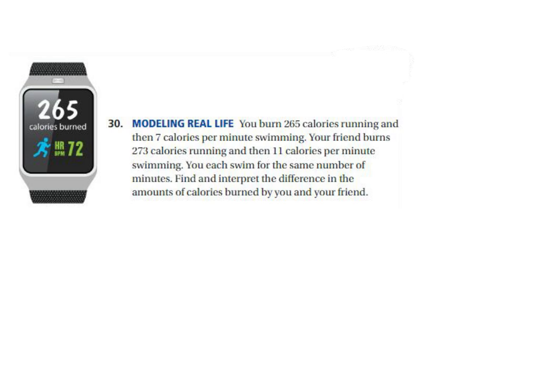Finally, for number 30, it says you burn 265 calories running and then 7 calories per minute swimming. Your friend burns 273 calories running and then 11 calories per minute swimming. You each swim for the same number of minutes. Find and interpret the difference in the amount of calories burned. So the difference means subtract. So we're going to take our friend, and our friend burns 273 calories and 11 calories per minute. So we're going to say 11 calories times minutes plus 273.